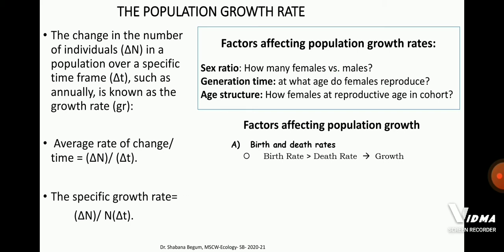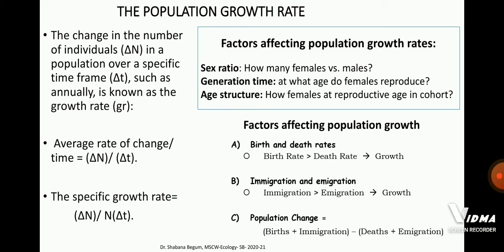Factors which affect population growth are the birth and death rates. When birth rate is more than the death rate, there is growth in the population. Next is immigration and emigration. When immigration is more than emigration, definitely there is an increase in the growth of a population. So population change is equal to births plus immigration minus deaths plus emigration. When birth rate is equal to death rate, there is zero population growth.